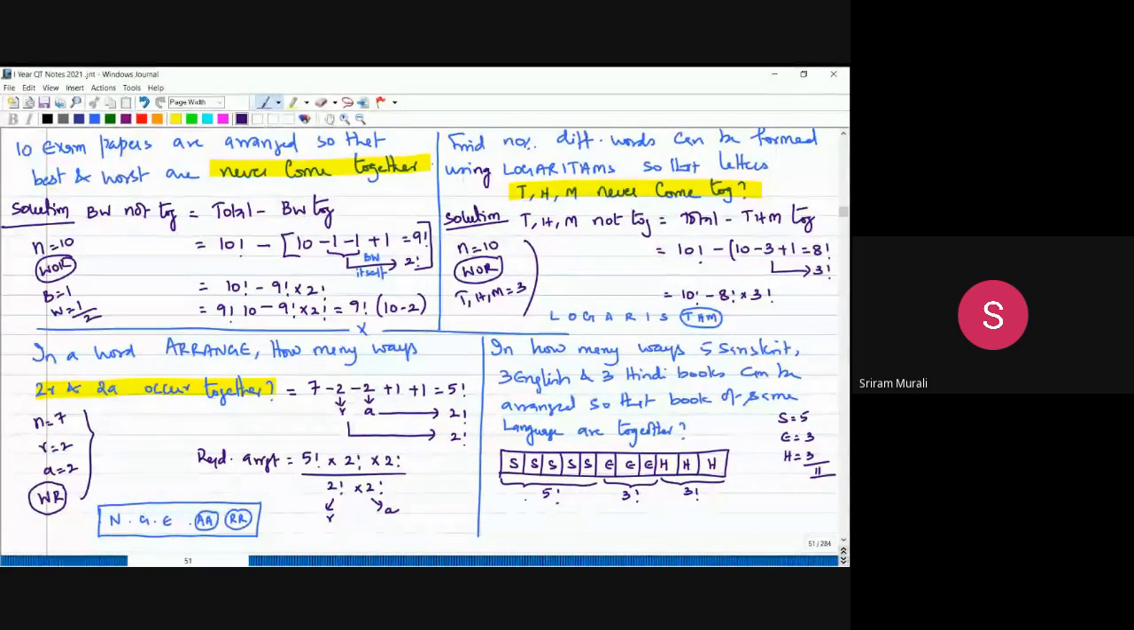And arranging this, the required arrangement will be 5 factorial into 3 factorial into 3 factorial. Also, this is 1 unit: 5 Sanskrit, 3 English, 3 Hindi itself. That is, the three subject units can themselves be arranged in another 3 ways. Can you not arrange all the 3 in the bulk for another 3 factorial?